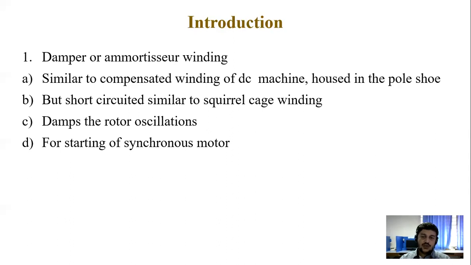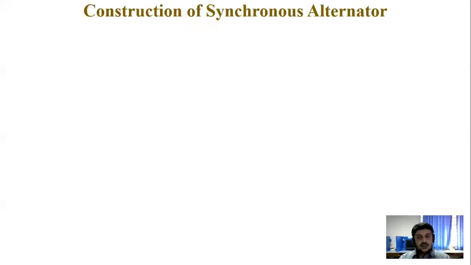Okay, so there are two different types of motor starting: one is auxiliary machine starting and another one is damper winding starting. We are going to study those types in detail in the module on synchronous motors. So for starting a synchronous motor, we use this damper winding. These three windings are generally present in a synchronous machine. Now let us proceed towards the construction of a synchronous alternator or synchronous machine.